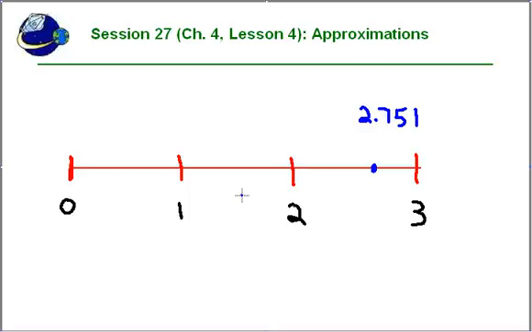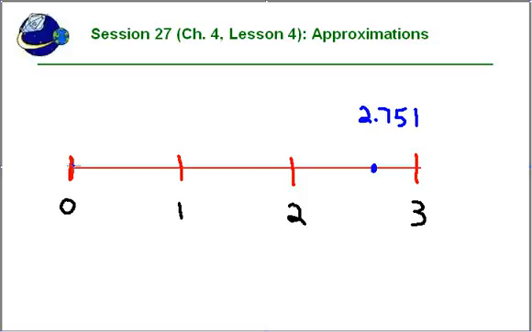In session 27 here, we're going to be addressing approximations. Once again, this should not be that long of a lesson either. Approximations should look very, very familiar to you because they work very much like rounding off numbers that you've done previously. Rounding off a number either to the nearest hundred, the nearest thousand, the nearest tenth, the nearest hundredth, and so on.